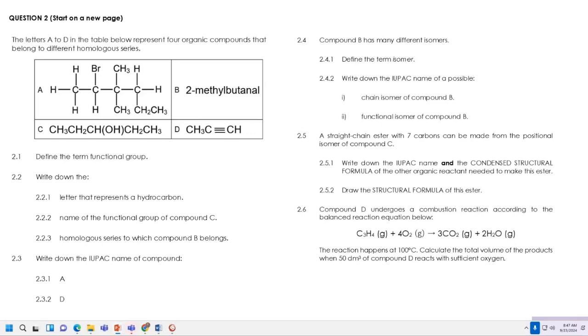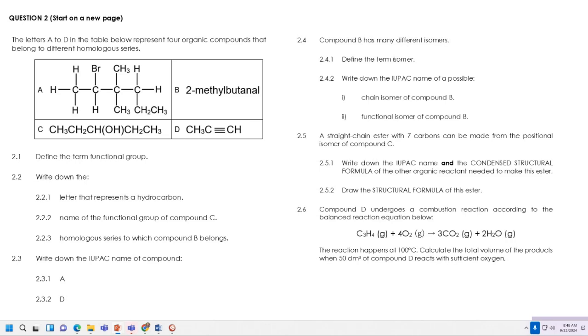So the question says, compound D undergoes a combustion reaction according to the balanced equation below. So let me just write that equation down. We've got here now C3H4 plus 4 moles of oxygen gas. That goes to 3 moles of carbon dioxide plus 2 moles of water. And this is all, or steam. It's in the gaseous phase, so it's obviously steam. They tell us the reaction happens at 100 degrees Celsius. That's nice to know. It's a very high temperature. And once again, that's talking to the fact that there's combustion. Great.